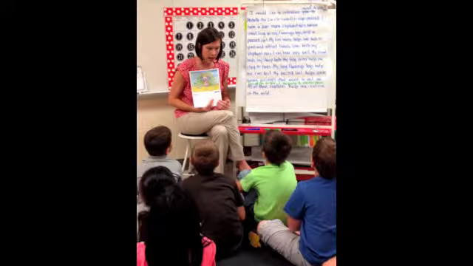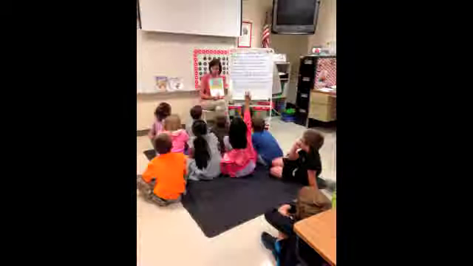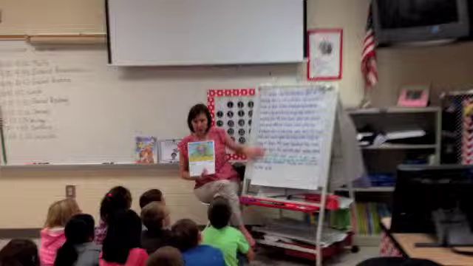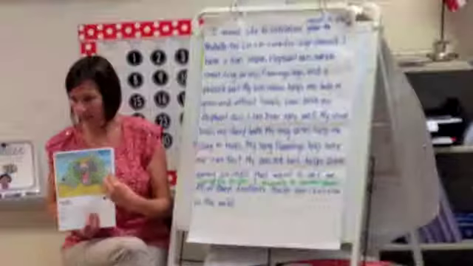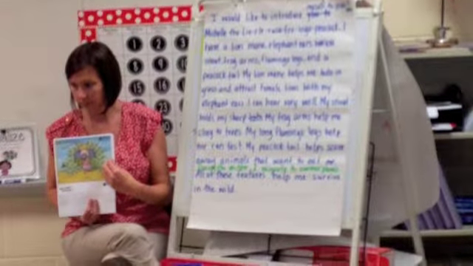After completing their wild self, I modeled how to write a paragraph about the adaptations of their wild self. Students were given a rubric of expectations to guide them as they wrote. This assignment allowed students to apply what they knew about animal adaptations into their writing.